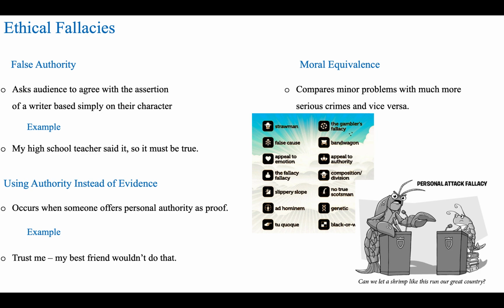Next is using authority instead of evidence, which occurs when someone offers personal authority as proof. An example would be: trust me, my best friend wouldn't do that, which does not prove anything.